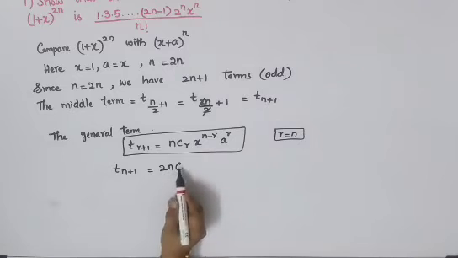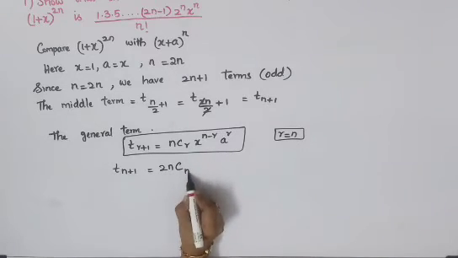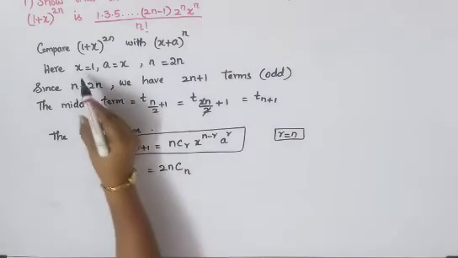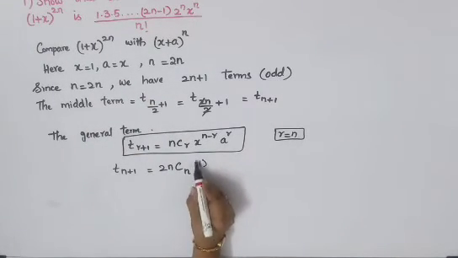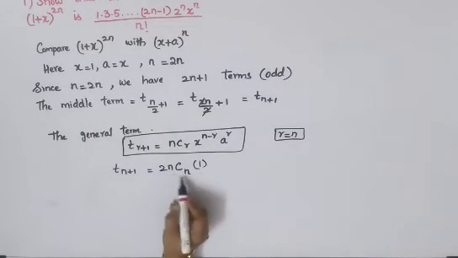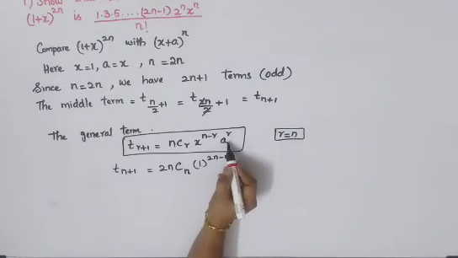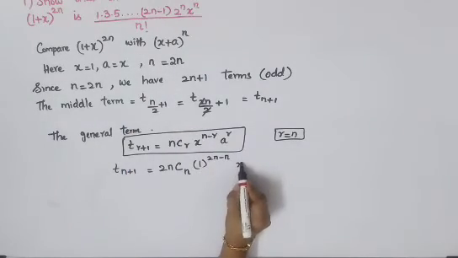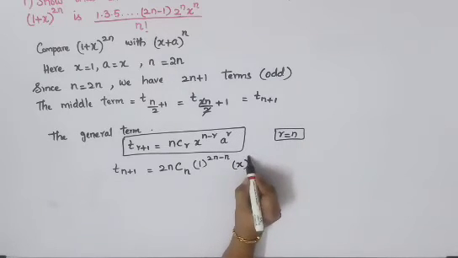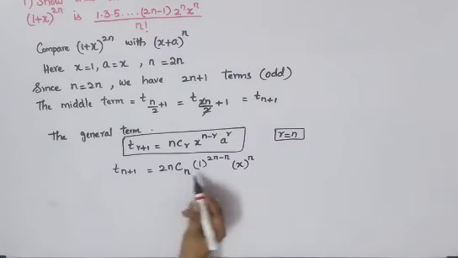Okay, so 2nC, in the place of r put n, and x is 1, so 1 whole power n minus r. You can subtract from here itself, 2n minus n. Again a is your x over there, so x power r is nothing but n. So you can put n, otherwise from here also you can take it and write it.